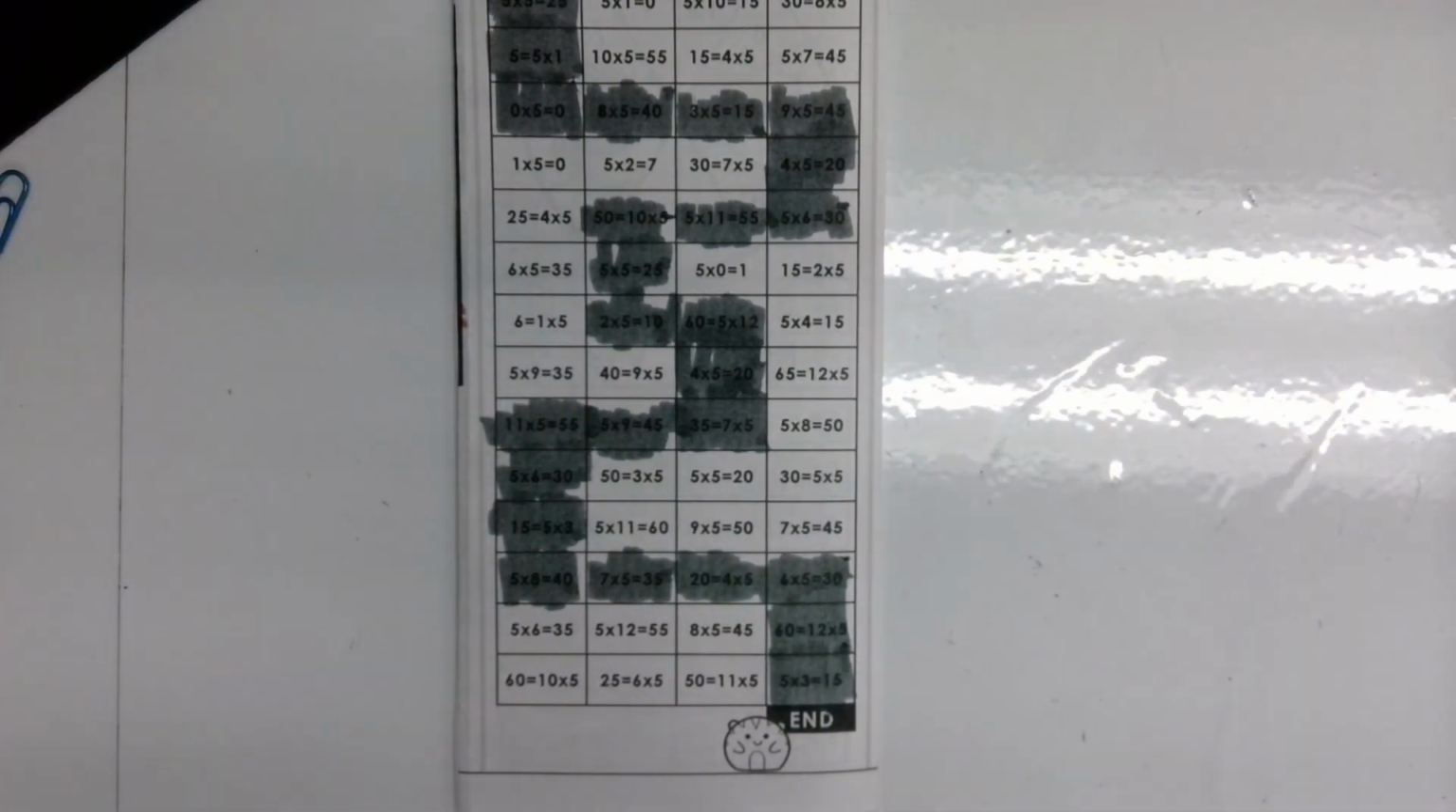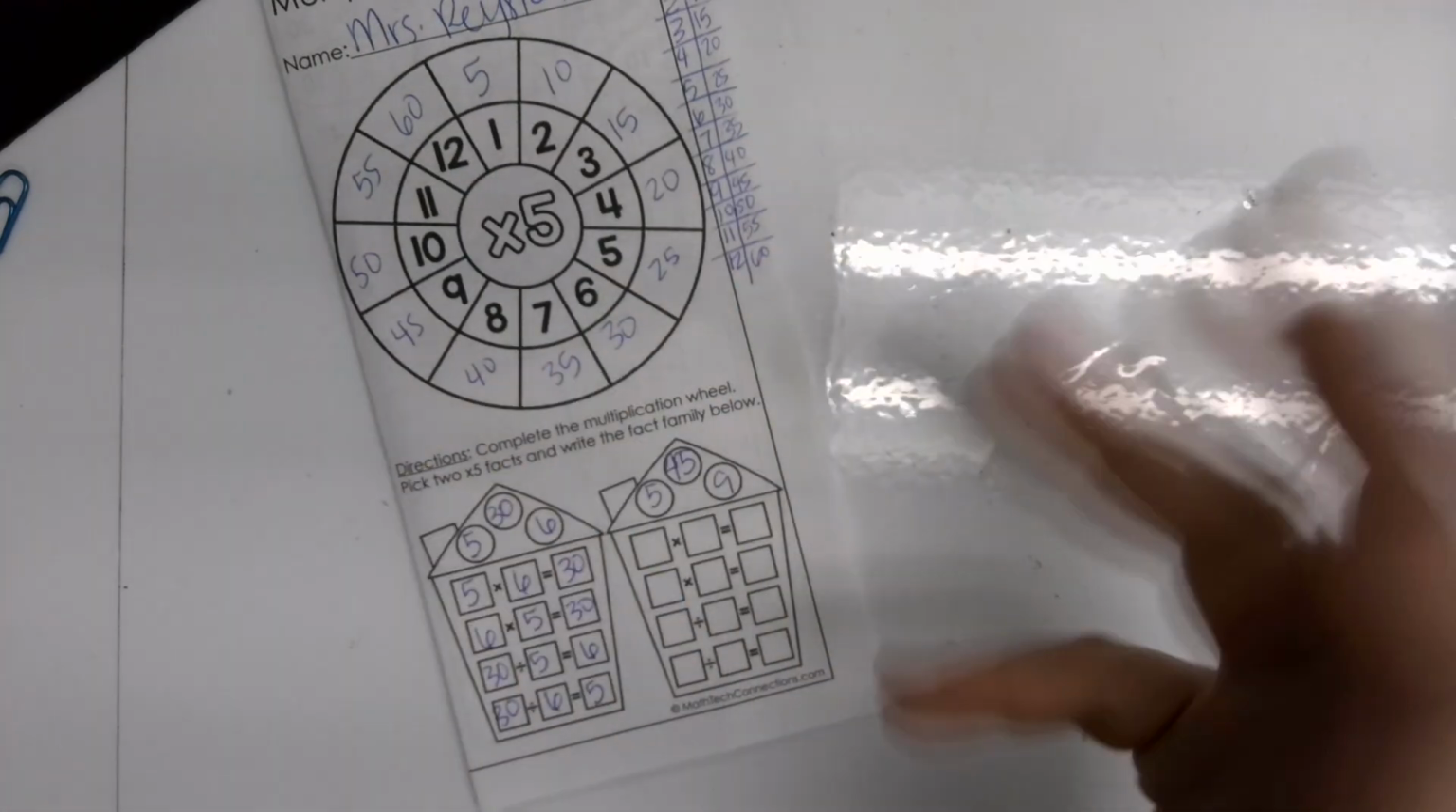And there you go. That is how you do the homework for the times 5 for this week.